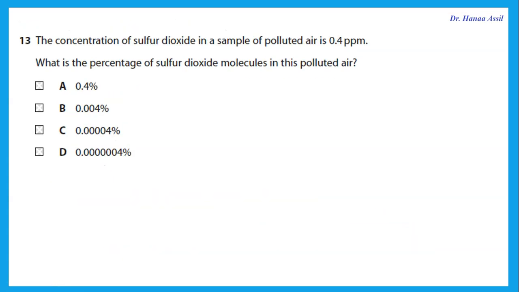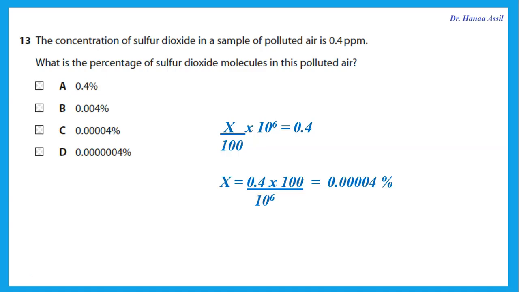The concentration of sulfur dioxide in a sample of polluted air is 0.4 parts per million. What is the percentage of sulfur dioxide in this polluted air? Of course, percentage means an amount out of 100, and that is what we're trying to get. We should know that the mass of the substance over the total times 10⁶ is what we call parts per million. So we're just trying to solve for x. X would be this number.